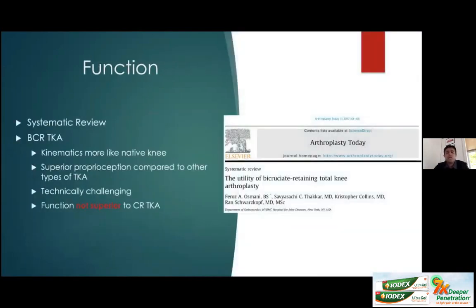Now, this was a systematic review that we performed on bicruciate retaining knees. And what we found was that overall, the kinematics are similar to the native knee. There is superior proprioception from that ACL compared to various other types of total knee. But it is technically challenging. It's unreliable in how we perform these procedures. And functionally, you're no superior to a cruciate retaining total knee. So maybe it is a difficult surgery, but not necessarily validated in terms of functional outcomes.